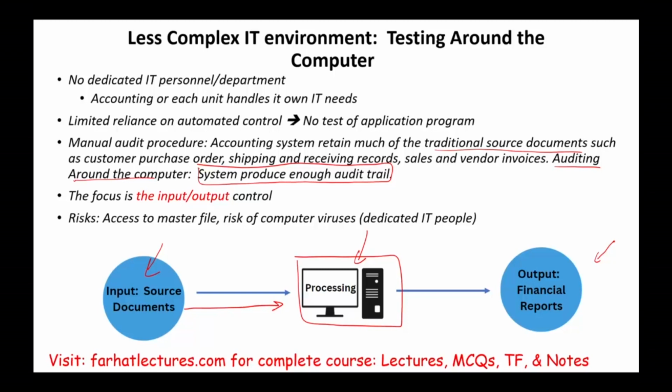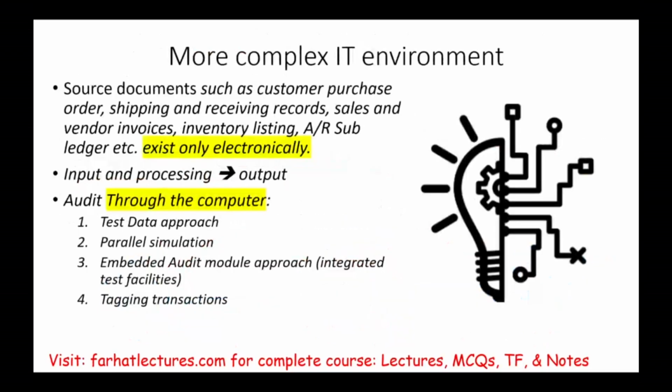If we get the same results, what is the assumption? The assumption is the computer is working properly. So what we did is we audited around the computer. We did not focus on looking at the system itself. We're not testing the processing aspect of it. We're testing to see if we get the results that we want, given the input of information that we are processing. If that's the case, great. This is testing around the computer. In what type of environment? Less complex environment. How about if we have more complex IT environment?